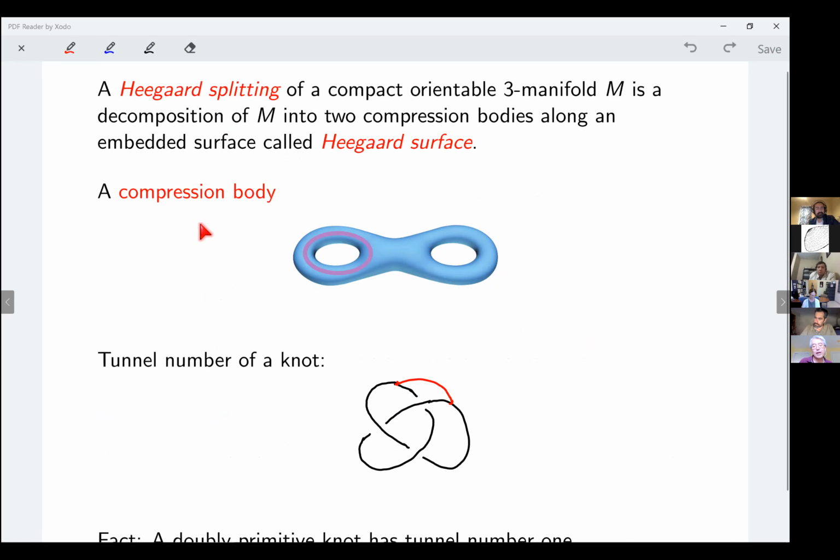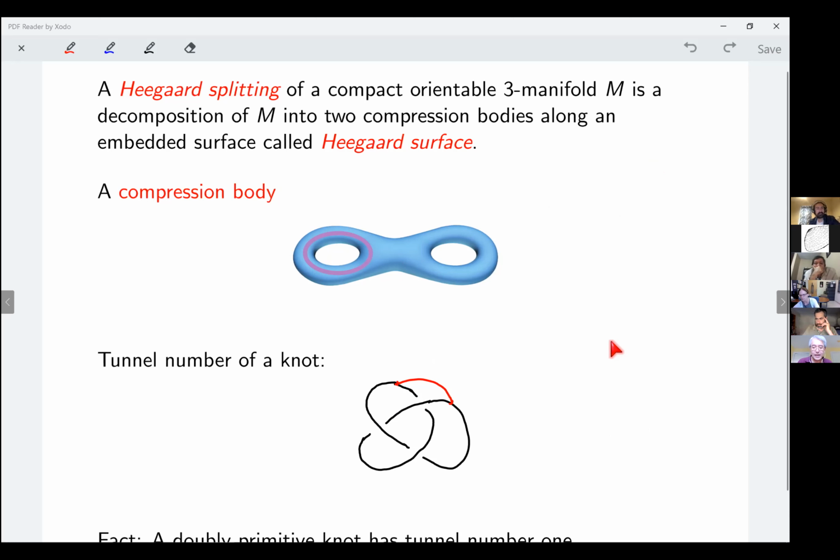What's a compression body? For example, here I draw the only compression body that we're going to use in this talk, which is the genus 2 handlebody. Then if you remove a neighborhood of a core curve, this is the compression body. And in general, a compression body is: you start with a surface, then you add 2 and 3 handles on one side. That's a compression body. And every orientable compact 3-manifold has a Heegaard splitting.